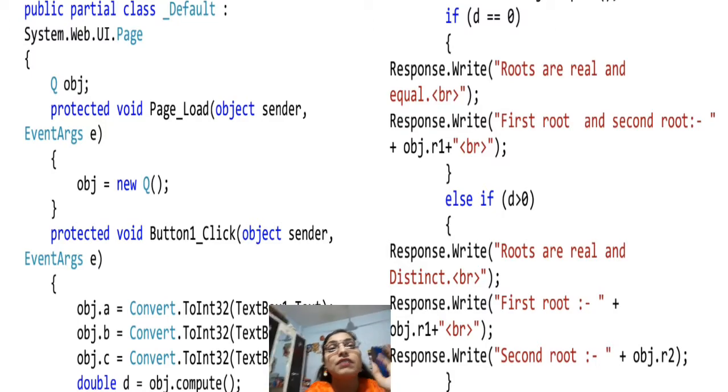We have not taken the value of A, B, C from the user. We are calculating them, but we have not written. So that value we have to initialize. So in button 1 underscore click, first we will initialize the value of A, B, C variable.